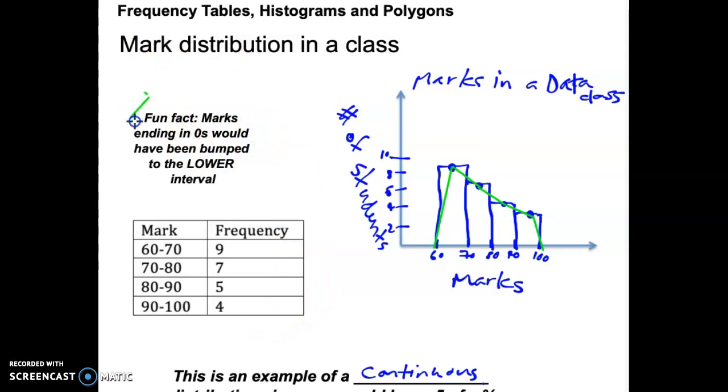And just so you guys know, when we're working with intervals, okay, if the marks ended in 0, they would have been bumped to the lower interval. So you'll see that 70, for instance, is in both intervals. A mark of 70 would go in the lower interval. Okay, so this upper interval actually starts just above 70 and then goes all the way to including 80. And the next one goes just above 80 and goes all the way to including 90. Okay, so whenever you have a boundary that's shared between two different intervals, always bump it to the lower interval.